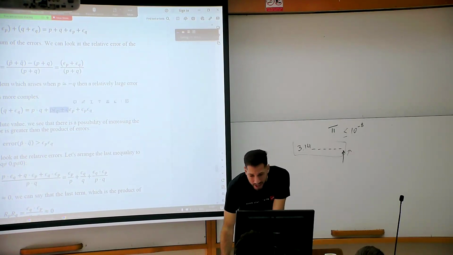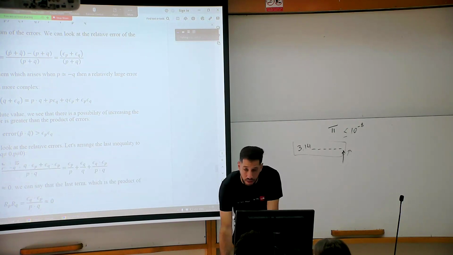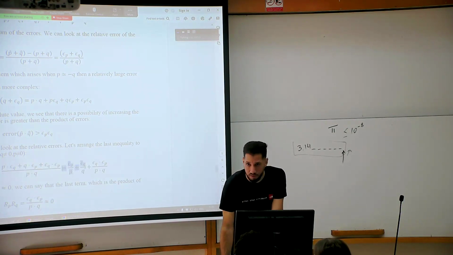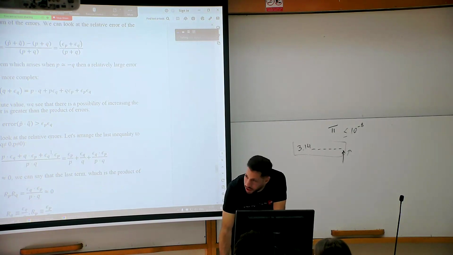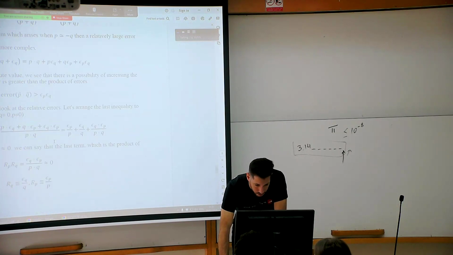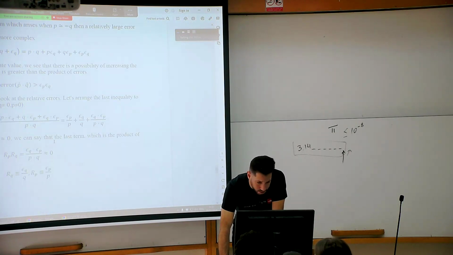And now we can say that this is much smaller than this, but anyway, we can think about the relative error, and the relative error of multiplication is the sum of relative errors. Yes, you can see that. So that's the thing that is good to be remembered.